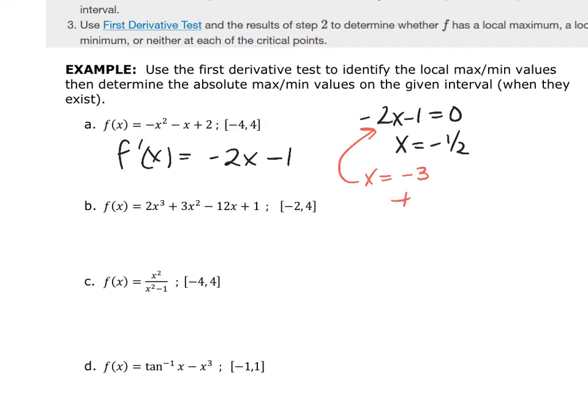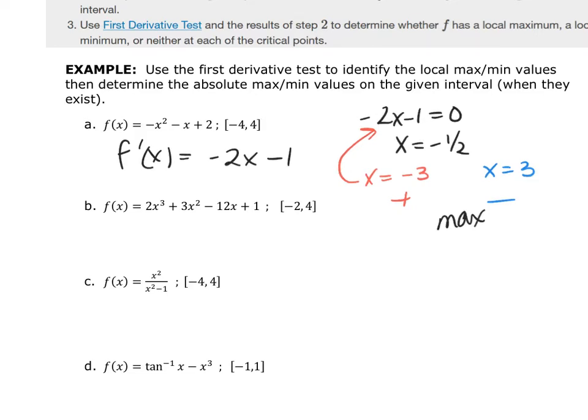Let's choose something on the right side of negative 1/2. What do you all want to choose? 3. So I put in 3. Is that going to produce a negative or a positive answer? So I'm coming in positive and I'm leaving negative. Do I have a maxima or a minima? So I have a maxima there.